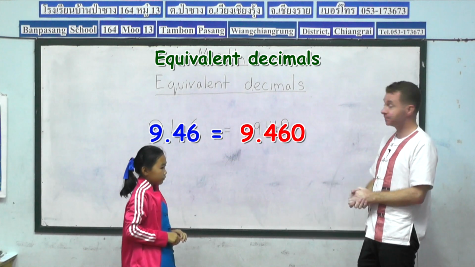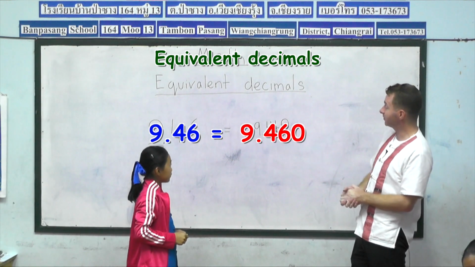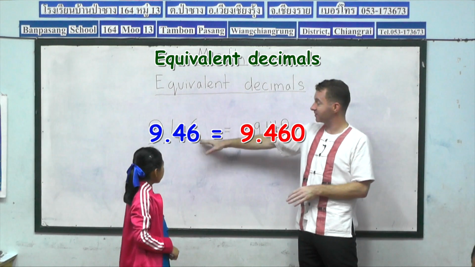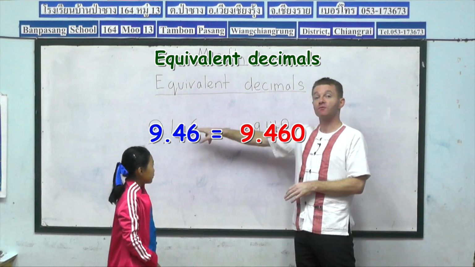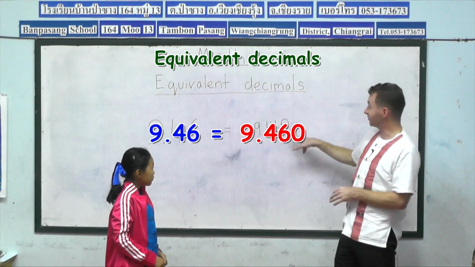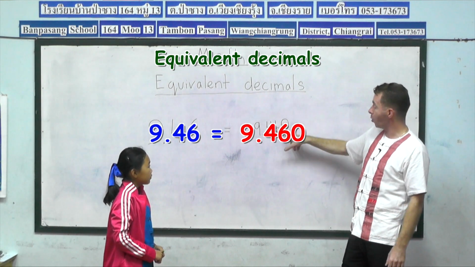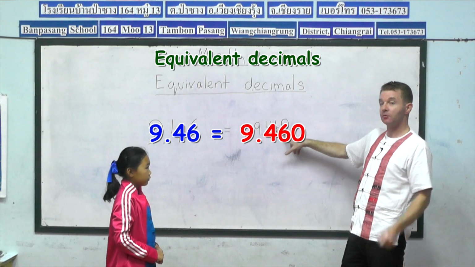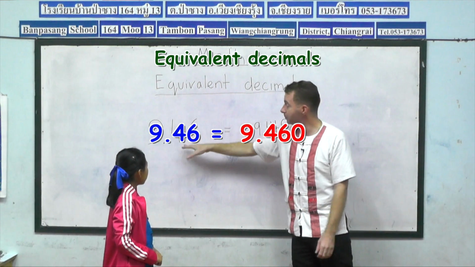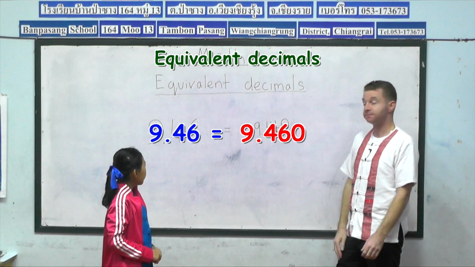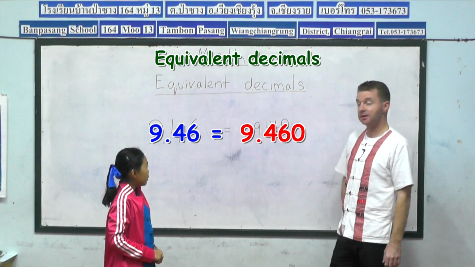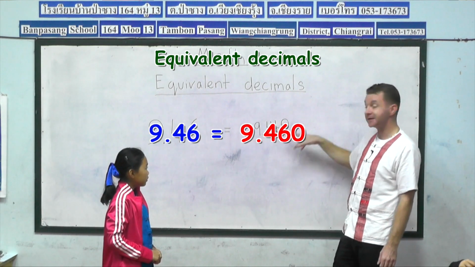Always 0. Nadia, that's brilliant, because what we've done, we've converted 9.46 from 2 decimal places into 3. And if we wanted to have equivalent value, it always needs to be a 0. So all together, guys, 9.46 equals 9.460.